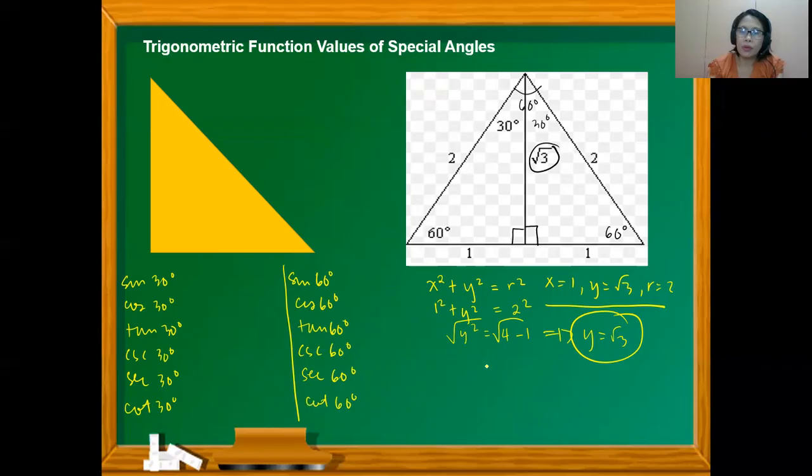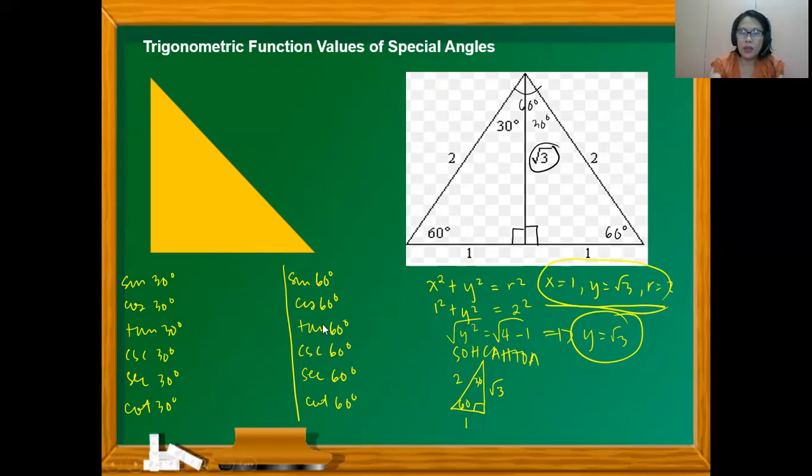By getting one of the right triangles from the equilateral triangle, we know that this is 60, this is 30, this is square root of 3, this is 2, and this one is 1. So we can make use of SOHCAHTOA or we can make use of the ratio. Either will lead us to evaluating the trigonometric function values of special angles.